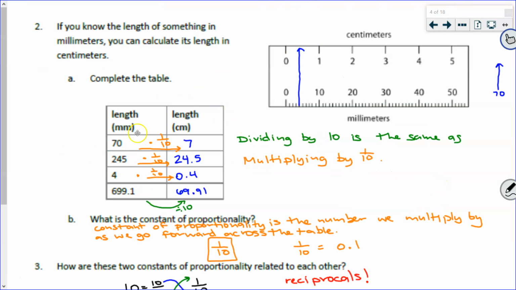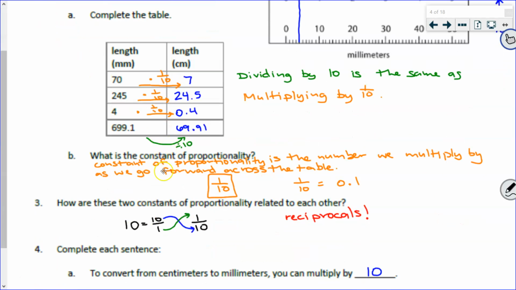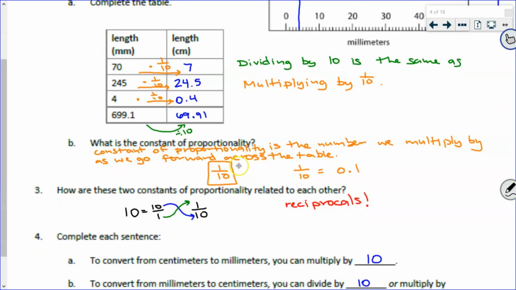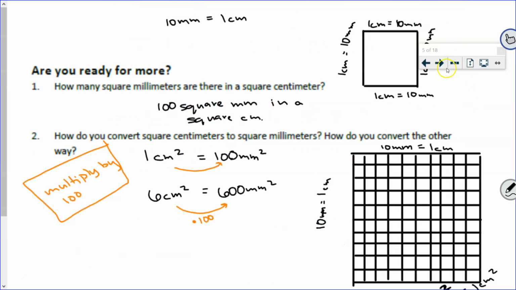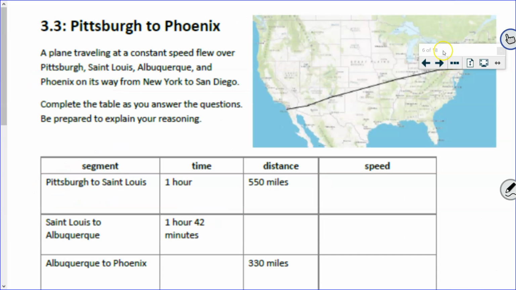And when I reversed the millimeter and centimeter columns, now as I go forward in the table, I'm multiplying by 1 over 10, or 1/10. So again, we saw that the constant of proportionality is 1/10. That's the number that we multiply by. And the relationship between those two constants of proportionality, 10 and 1/10, they are reciprocals. Those are the key takeaways from what we did last time. And now we're ready for this next problem, which is just a single problem, but it is a challenging problem.